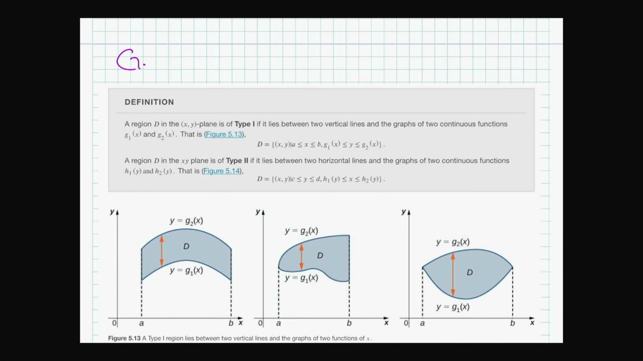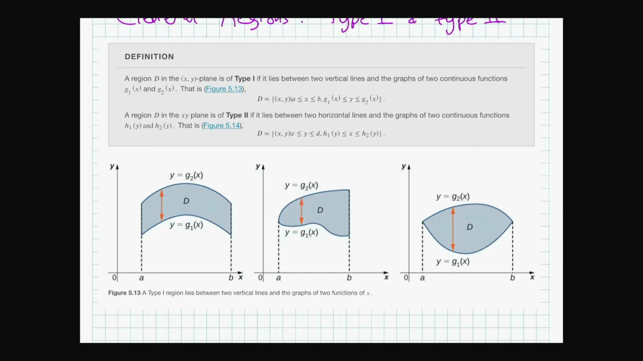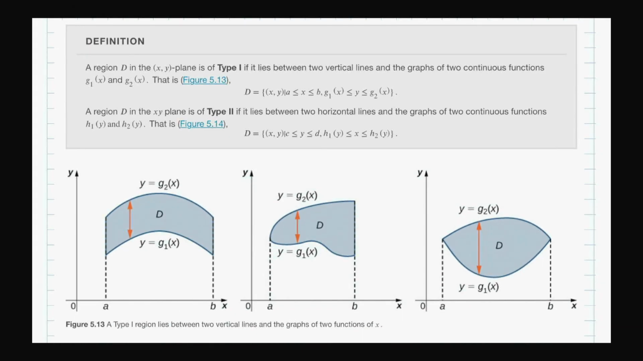General regions, type 1 and type 2. Now, I do want to say about these type 1 and type 2 general regions that I've never made this distinction before. Your book does it, but it's really just so they can refer to them as type 1 and type 2 and do less writing later on. So let's just read this definition and look at the pictures.